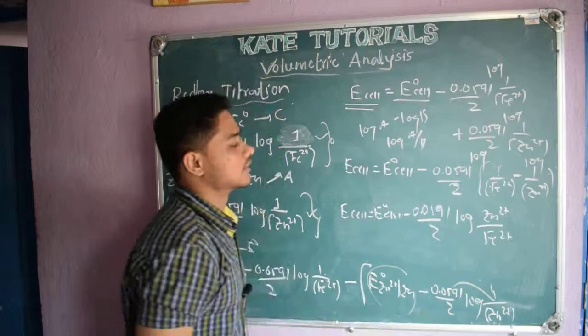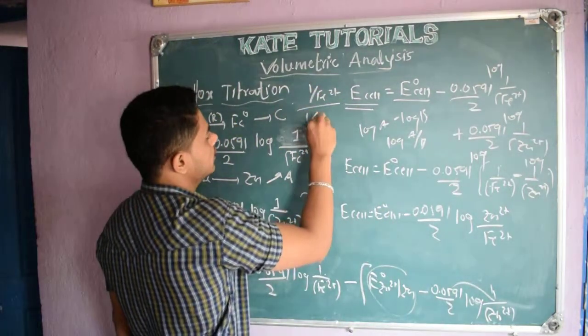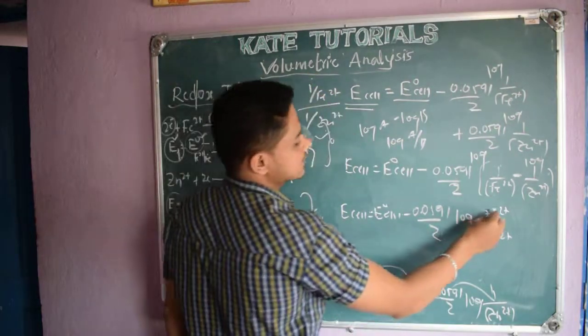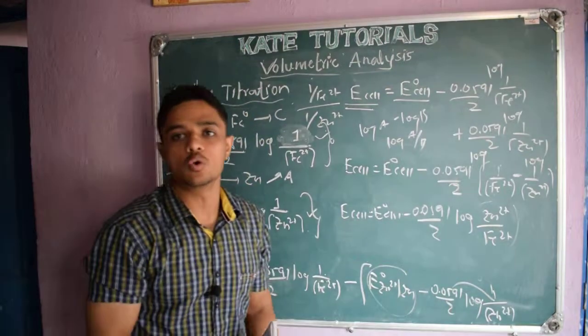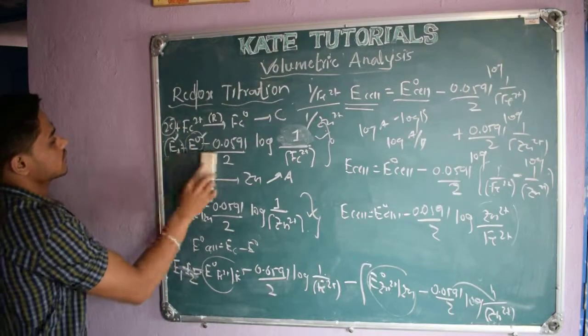You got this now? It will be 1 upon Fe2+ divided by 1 upon Zn2+, so Zn2+ comes above and Fe2+ remains as it is. So it is log of this thing. Like this also we can do. Or there is one more, smaller method.